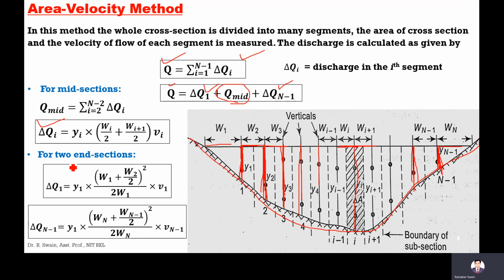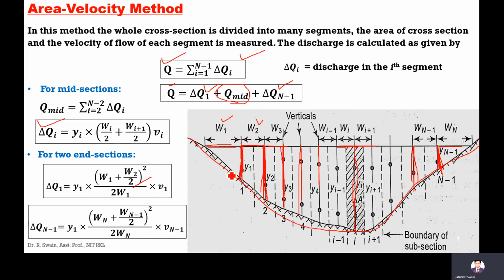However, for the two end sections. Once we get the mid section average width, the flow depth into velocity will give the discharge. For the two end sections, the first and the last section, 1 and n minus 1, it will be y1 into ((w1 plus w2) by 2) whole square, divided by 2 w1, into V1, the velocity we have measured. Here this is w1, this is w1 by 2.